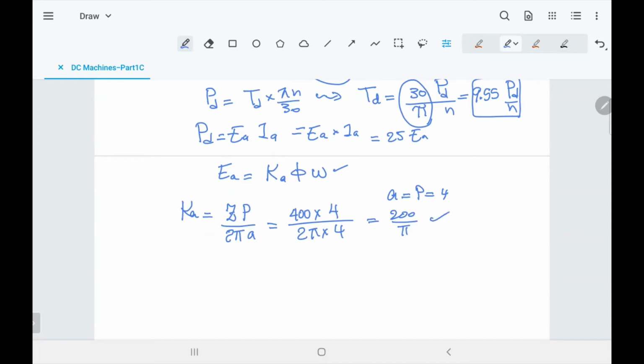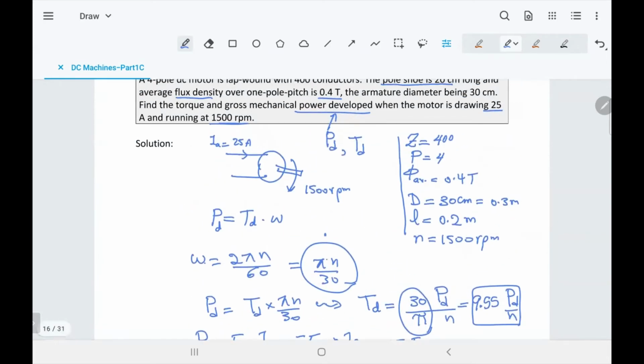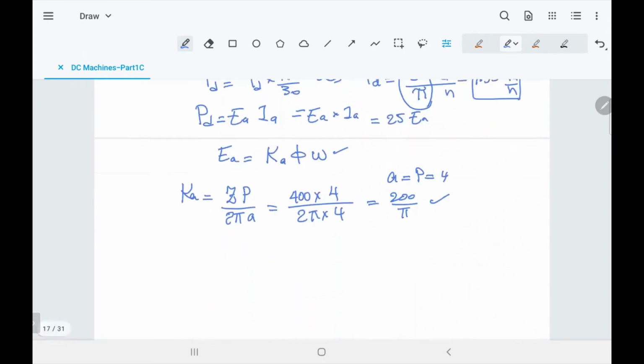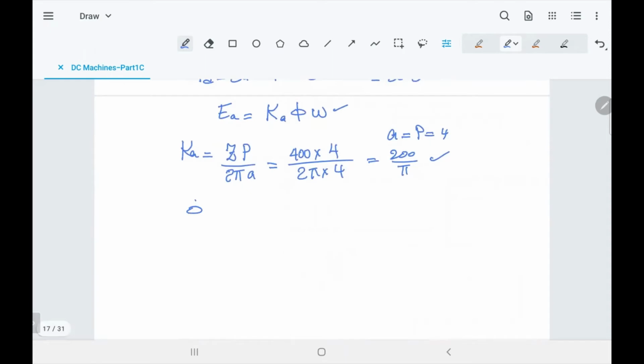The second variable that I need to find is phi, the field flux per pole. What's given here is not actually the flux, it's the average flux density per area. So what am I supposed to do? I'm supposed to find the area A_P, and we just explained that. To find the total flux per pole, that will be equal to the B average given to me times the area under each pole shoe.